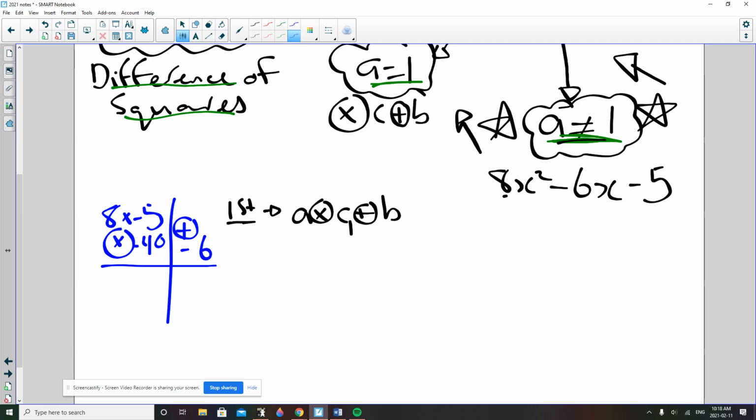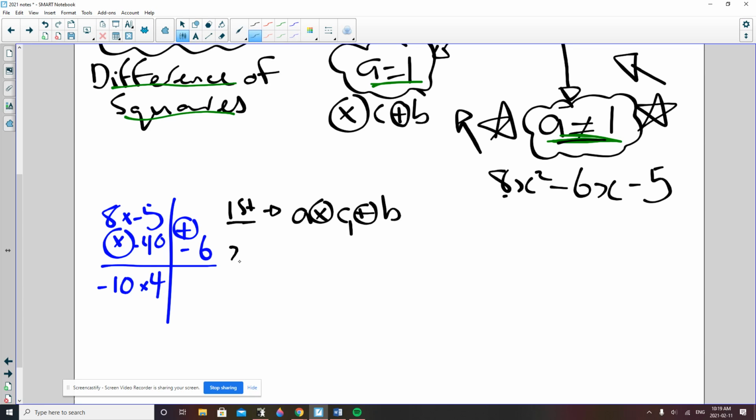If you know those numbers off the top of your head, that's good. Well, 8 and 5 doesn't work because that will never add to 6. 2 and 20 isn't going to work because that won't add to 6. The 2 numbers I'm looking for are negative 10 and 4. Negative 10 times a positive 4 is negative 40. Add those together, I get negative 6. So those are the numbers I'm looking for.